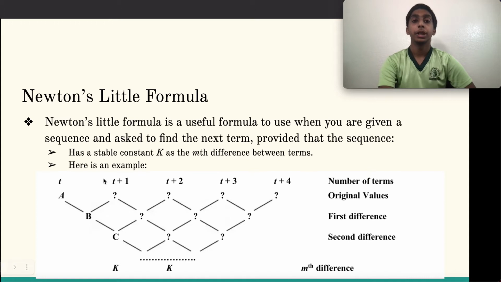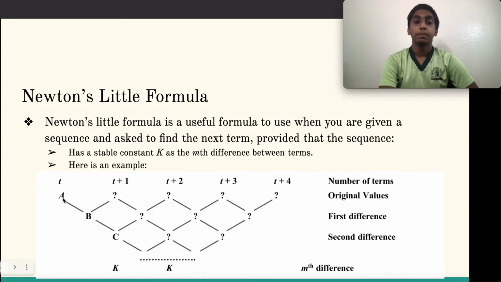As you can see in this chart down there, I have t plus 1, t plus 2, t plus 3, t plus 4. This is the number of terms. So t, let's just say that's the first term. t plus 1 is the second term. t plus 2 is the third term, and so on. Now, a is my first value. b is my second value. c is my third value. Now, down here, you can see this k. This k is going to be the difference, or my nth difference, and it's a stable constant.